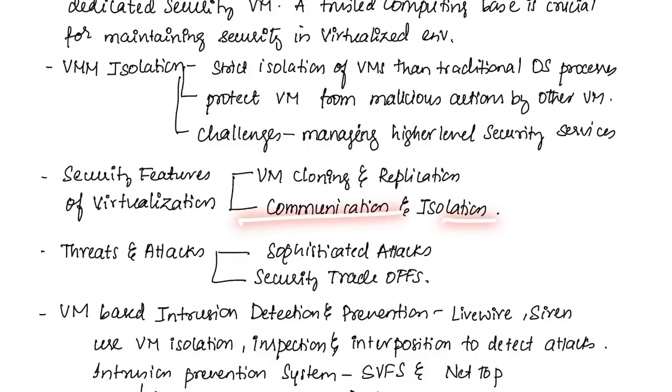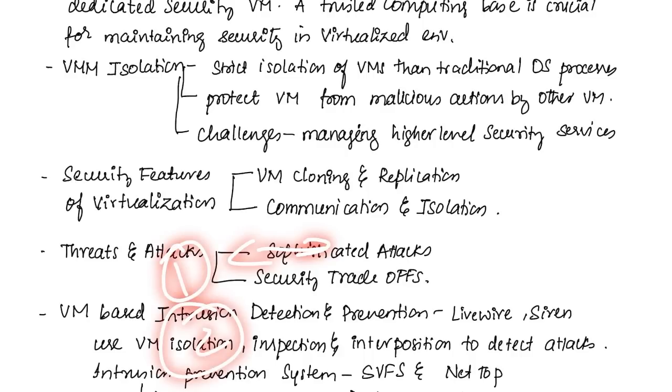Then it has communication and isolation. Inter VM communication is faster compared to the physical machines because you can easily communicate there, and thereby it also enhances your security aspect, because it is isolating the processes here.